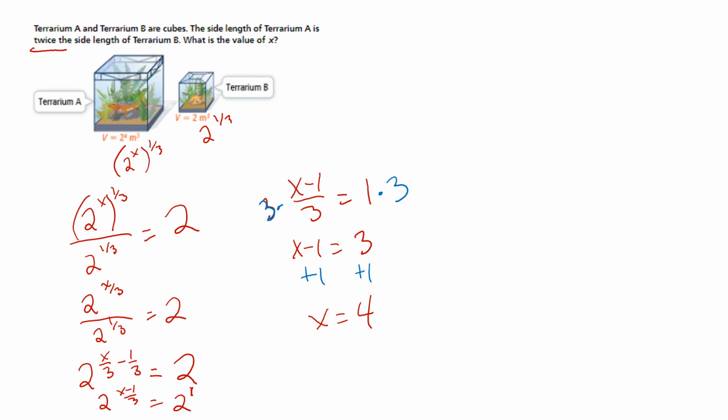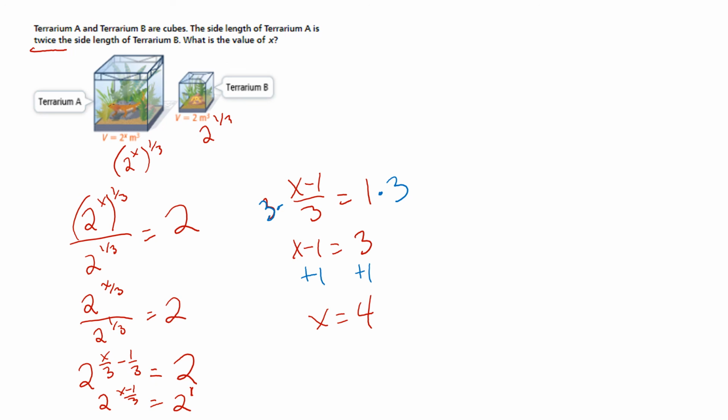So that's just another example of some application, how we can set it up, how we can use that quotient property to subtract. This one also uses the power property because we had to do that. In addition to the idea that if a side length is twice, we can divide and get 2.